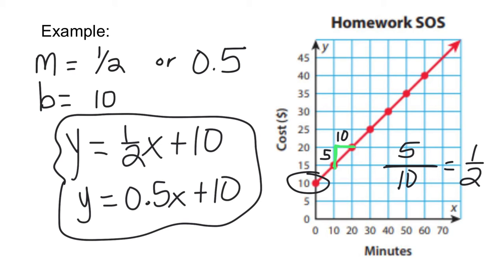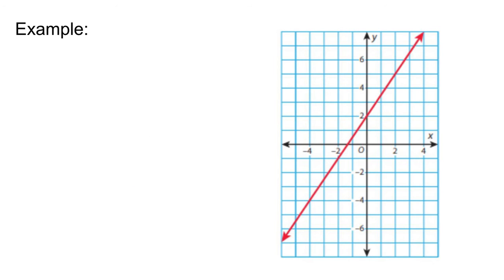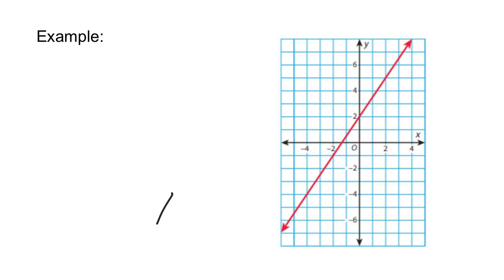All right, let's do another one. This one, same thing. We're going to write the equation of a line for this graph. And this one is a little bit different looking because it doesn't give us points like the other one did.